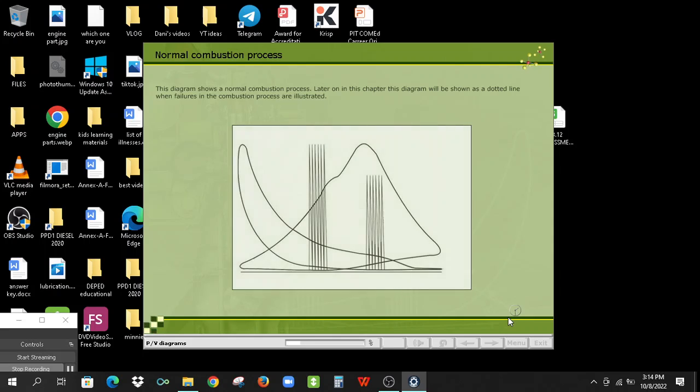This diagram shows a normal combustion process. Later on in this chapter, this diagram will be shown as a dotted line when failures in the combustion process are illustrated.